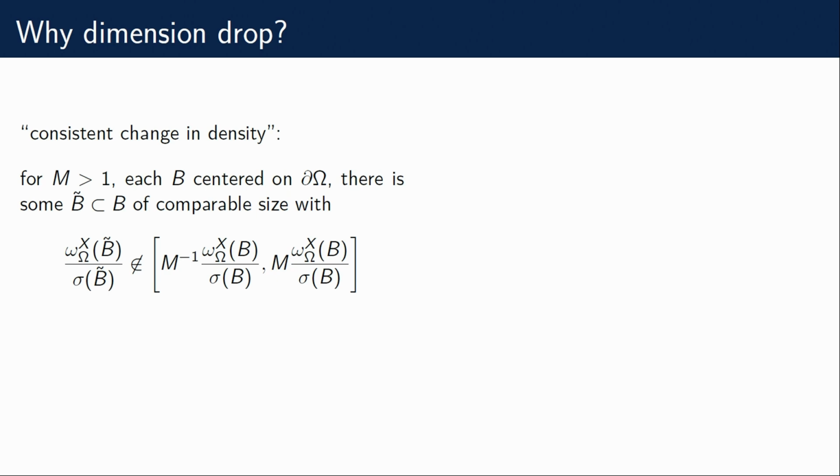What is this statement? There's a little bit of technical math, but it says the following. You can find a constant m bigger than 1 so that if you look at any ball centered on the boundary, there's some sub-ball B tilde of comparable size. If you look at the density ratios, harmonic measure over surface measure of the sub-ball, somehow it's far from the ratio of the bigger ball: it's either less than m inverse times the original ratio or bigger than m times the original ratio.